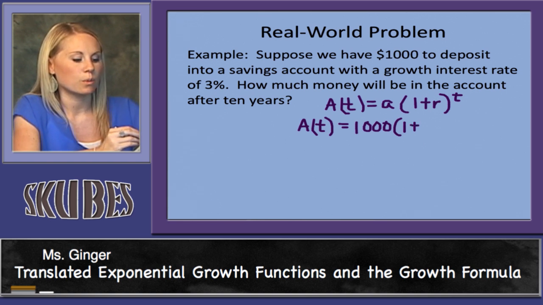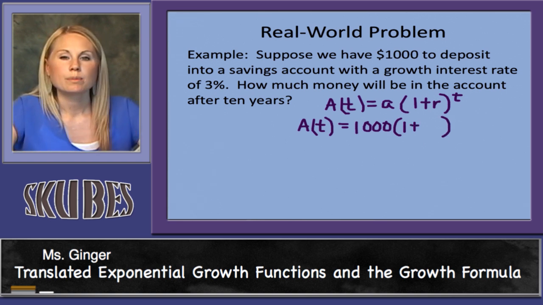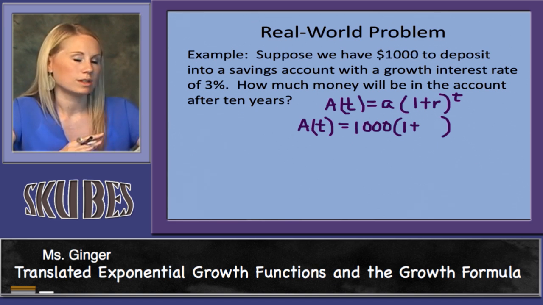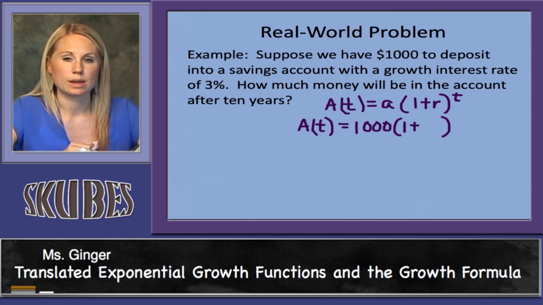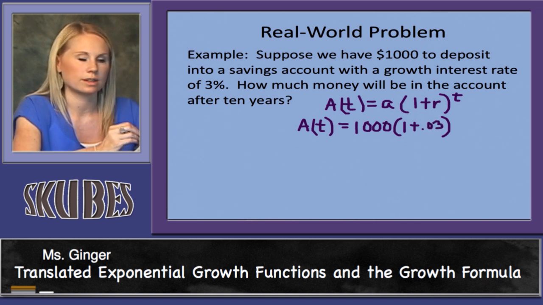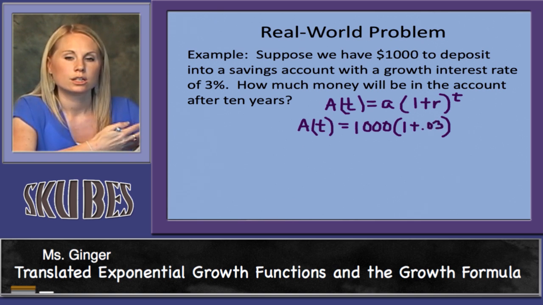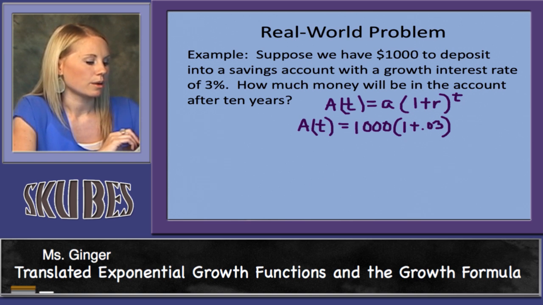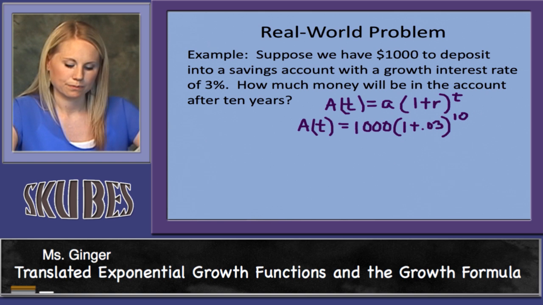Inside the parentheses, we're going to put 1 plus our rate. But instead of putting 3, we're going to put 0.03, because if we are given a percentage, we need to move the decimal over 2 spots to the left in order to calculate with that percentage. So the decimal 0.03 will be what we're using to represent 3%. You always want to move that decimal over 2 spots to the left before you start calculating. All right, and we're letting this sit in the account for 10 years, so 10 is our time.